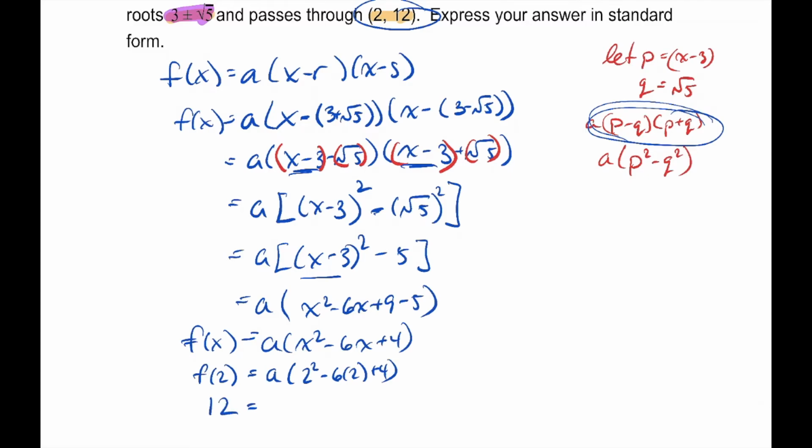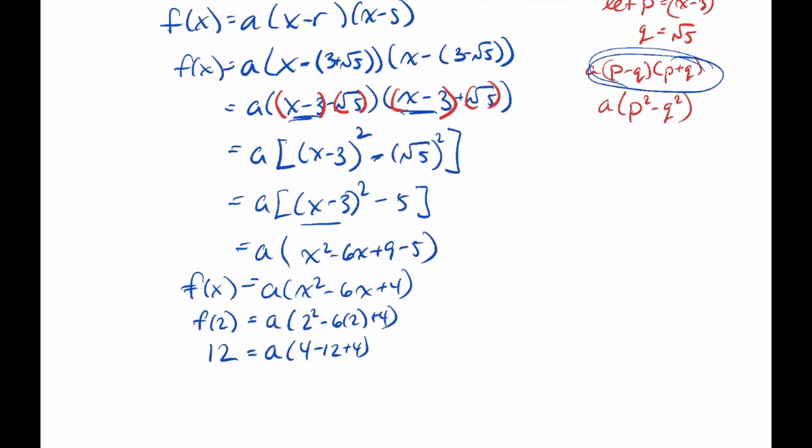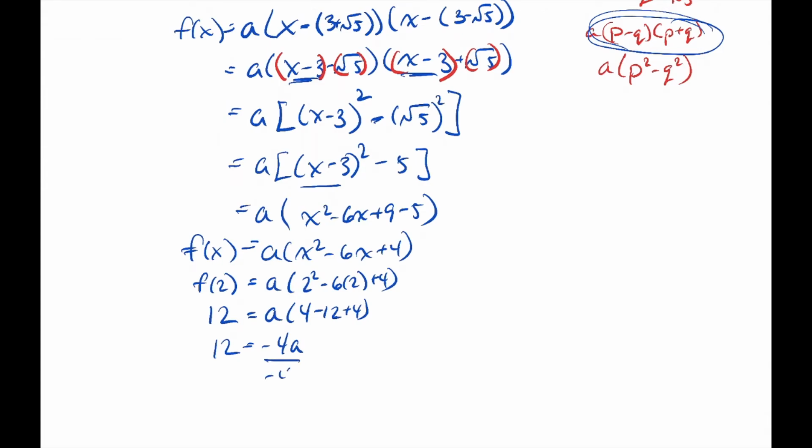And I'm going to simplify inside my brackets. So here it could be 4 minus 12 plus 4. So in this case, negative 12 is equal to a times (4 minus 12 is negative 8, plus 4 is negative 4). So it's going to be negative 4a. And then dividing both sides by negative 4, we're going to say that a is 3.